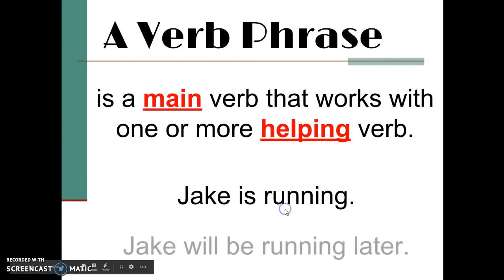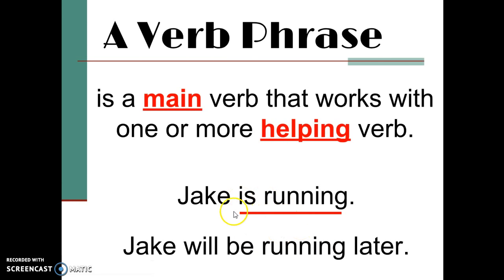Jake is running. Jake will be running later. If we look at the verb phrase here, running is the main verb, but if I just said Jake running, that doesn't sound like it makes sense because I have this suffix at the end. I need a helping verb. It changes the meaning of running just a little bit by putting that suffix at the end. Jake is running. Here the meaning changes a little bit, later, or different. It changes it to future tense. Oops. Sorry, I was jumping ahead here.